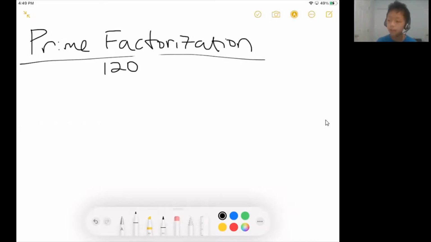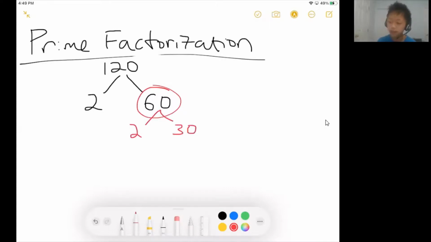Notice that 120 you can write as 2 times 60. And this number, 60, is still divisible by 2, so I can write this as 2 times 30. And this number 30 is still divisible by 2, so I can write this as 2 times 15. Now we look at this number, 15. We notice that it's no longer divisible by 2, so we can stop dividing by 2s.